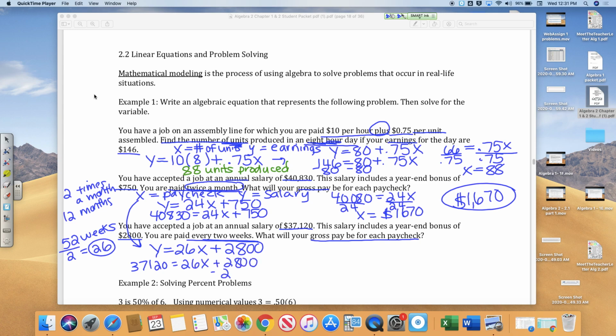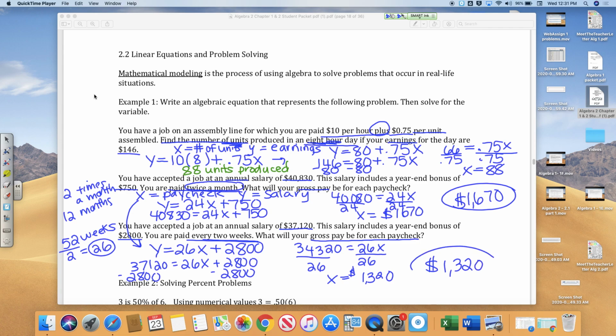To do that, step one, I'm going to subtract both sides by 2,800. And when I subtract 37,120 minus 2,800, I get 34,320. Last thing I'm going to do is divide both sides by 26. And that's going to tell me that each pay is going to be $1,320. So my final answer for this one is the gross pay for each paycheck is $1,320.